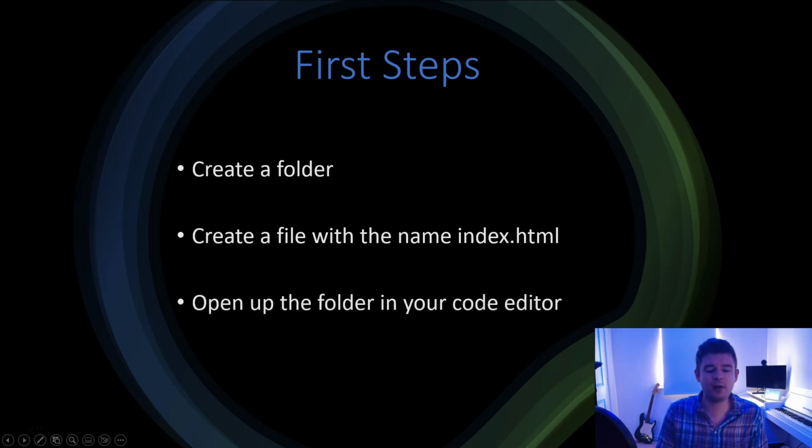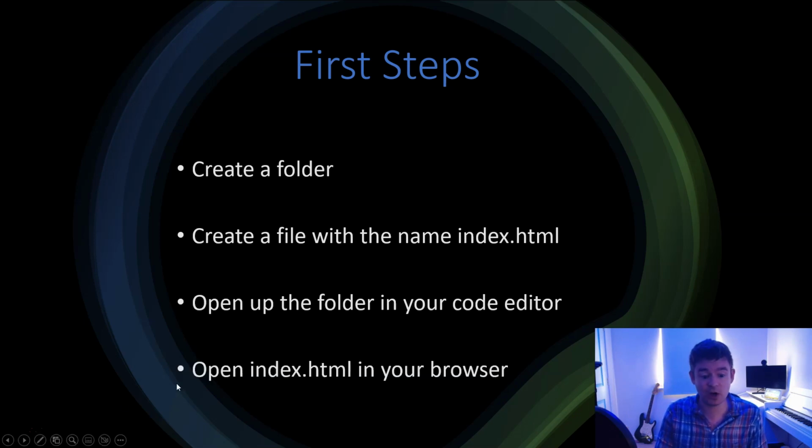So we'll create a file with that name, and then we're going to open the folder containing that index file in our code editor. And at that point, we're going to be ready to go with our first line of code. Of course, we'll want to see the results of that code, and we can do that by opening our HTML file in our web browser. So we may not have realized this. Normally we associate web browsers with visiting web pages over the internet, but we can actually open a HTML file that's stored locally on our system inside our web browser.